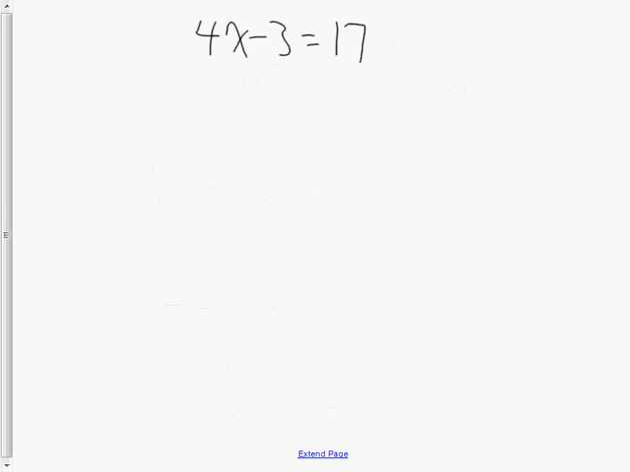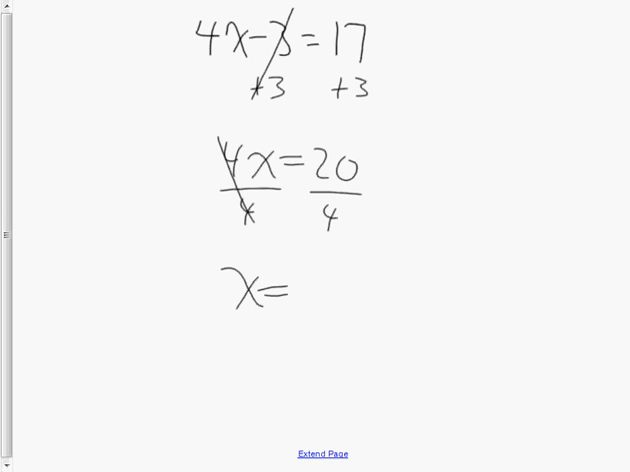Next one is your algebra questions. We have a coefficient and a constant. When you have both in an equation and you're trying to isolate the variable, the first thing you should do is get rid of your constant first by adding 3 to both sides. Once you have that, you can divide both sides by your coefficient. You get x equals 5.